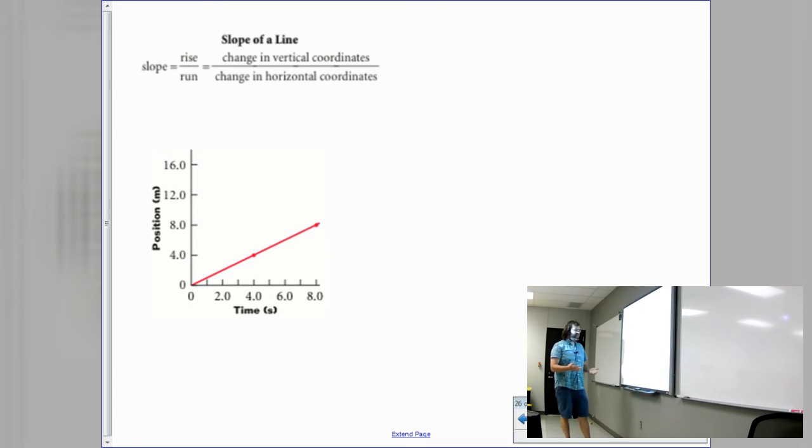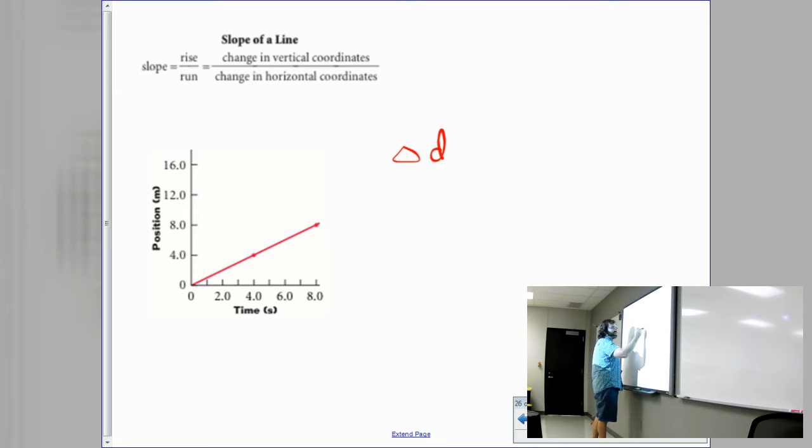So what does that mean for a position time graph? What is our change in y? What are the units for that? Well, our change in position would be our change in meters, or our distance. Change in distance, or we could say displacement as well, if you want to for now. What are our x units, which are our change in our horizontal coordinates? That's our change in time.